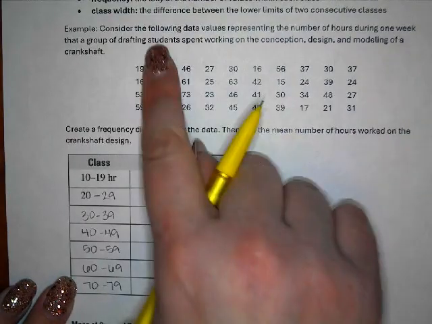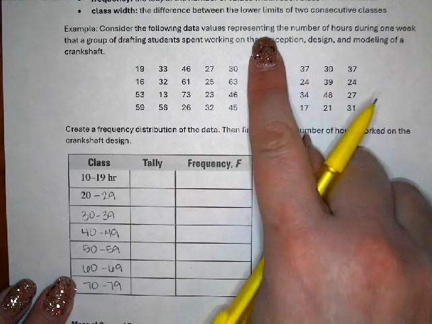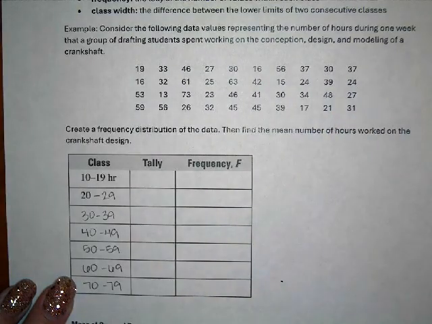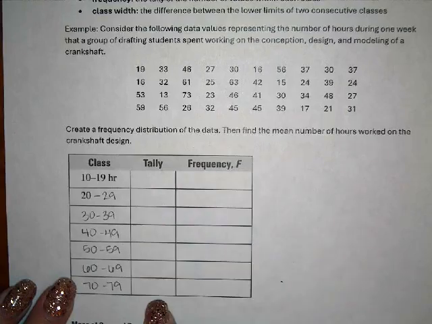Okay, so what we want to do next is we're going to look at these data values. They represent the number of hours during 1 week that a group of drafting students spent working on the conception, design, and modeling of a crankshaft. So we're going to tally them up and then we'll determine the frequency.